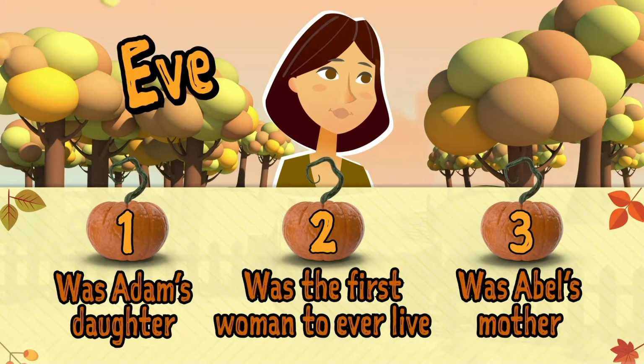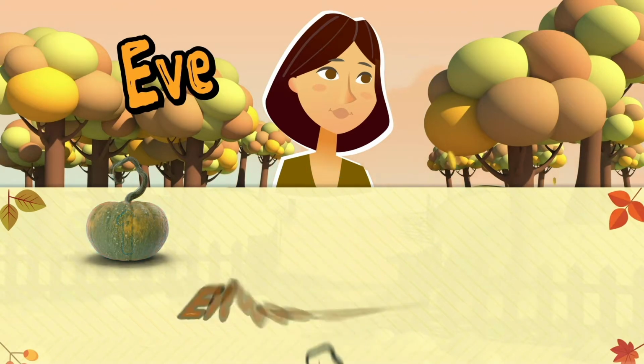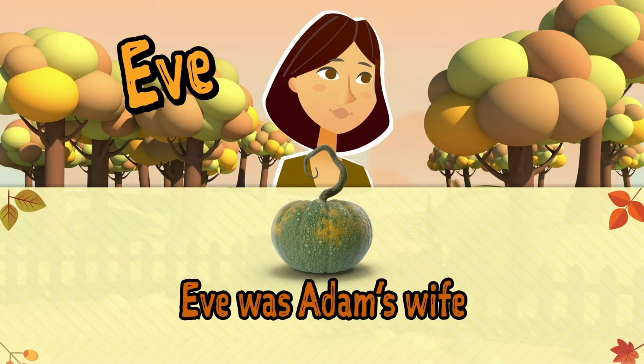Time's up. Who is holding up three fingers? You should be holding up only one. Eve was actually Adam's wife.